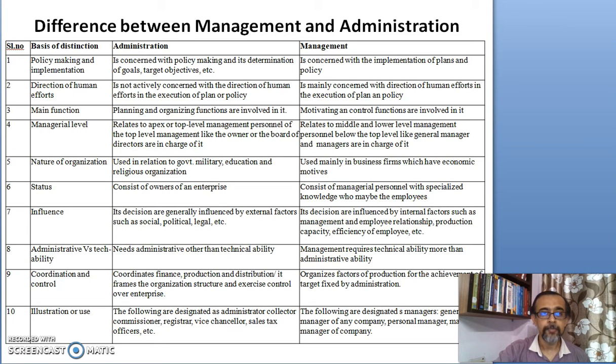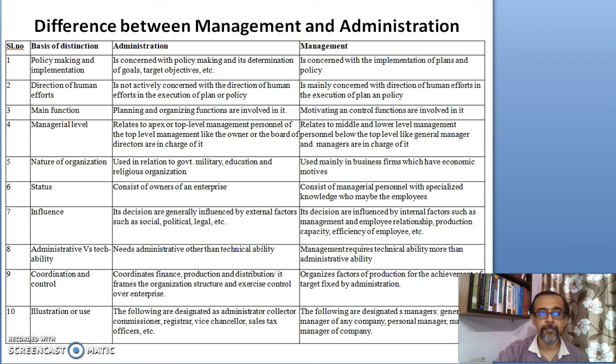On the basis of policymaking and implementation, administration is concerned with policymaking and its determination of goals, targets, and objectives, while management is concerned with the implementation of plans and policies. On the basis of direction of human efforts, administration is not actively concerned with the direction of human efforts in the execution of plans and policies, while management is mainly concerned with direction of human efforts in the execution of plans or policies.